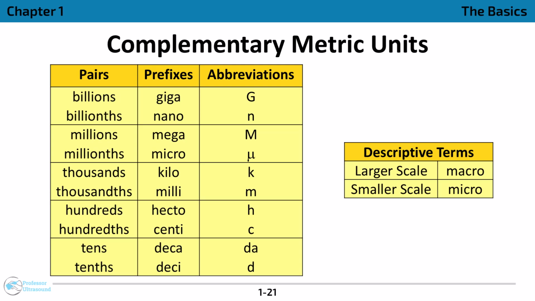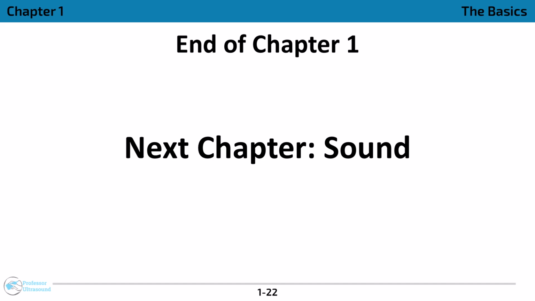Before we finish, here's one more pair of prefixes you'll encounter all the time: macro and micro. In many situations they aren't used as exact metric prefixes, but simply as descriptive terms. Macro means relatively large, and micro means relatively small. For example, a macroscopic structure can be seen with the naked eye, while a microscopic structure can only be seen with a microscope. This concludes the first chapter of our ultrasound physics series.